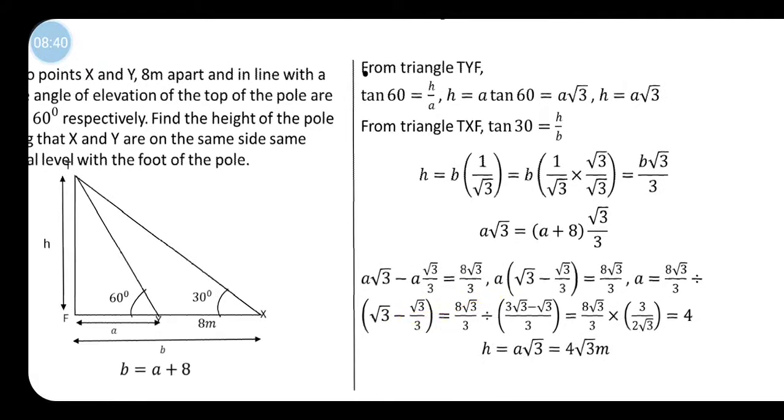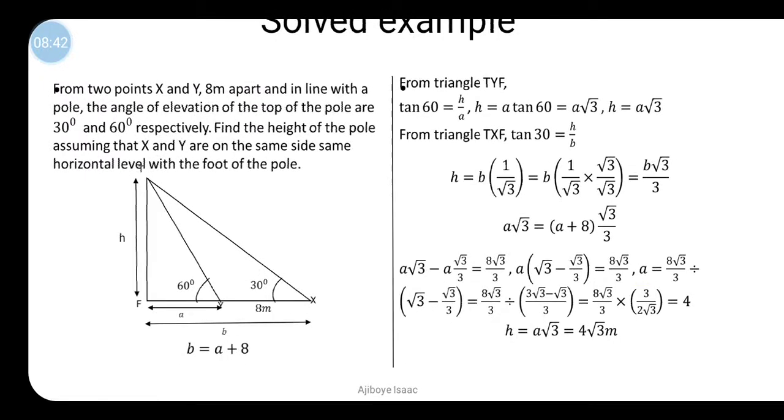So from the triangle TYF, okay, you can do it. I didn't do it because of having to manage the space that I have here. Okay, if you draw triangle TYF and you label the sides opposite, hypotenuse, and adjacent, you will see that tan 60 degrees will be equivalent to h over a. So making h subject, h is equal to a tan 60 degrees, and that is equivalent to a root 3 because tan 60 is root 3. So h is a root 3.